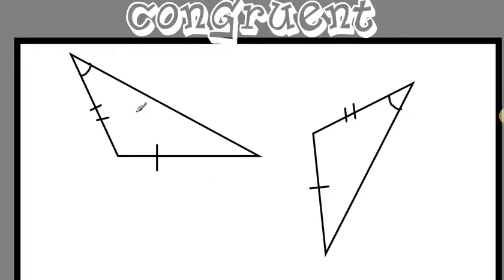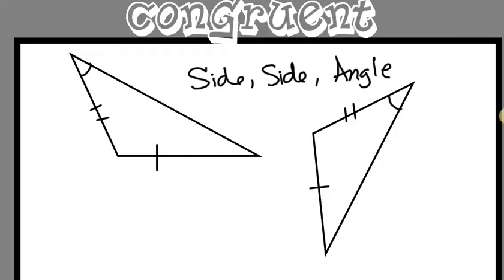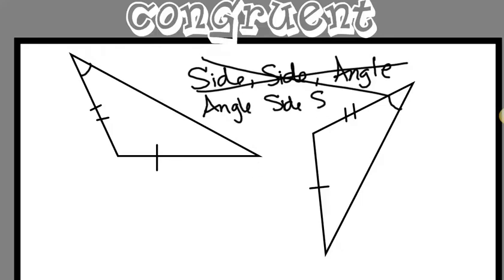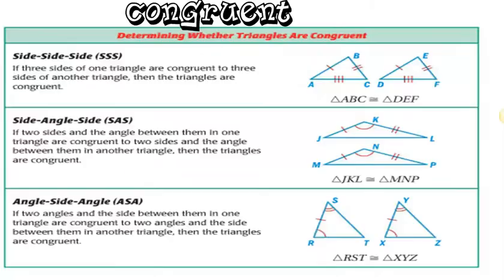Let's look at this one. We have this side and this side, this side and this side, this angle and this angle. Although they have three things in common, they are not in a row. There's this missing angle here. We don't know if this is congruent to this. So side, side, angle does not show congruency. We could also say that another way. Angle, side, side. This does not show congruency. The only three that show congruency are side, side, side; side, angle, side; and angle, side, angle.